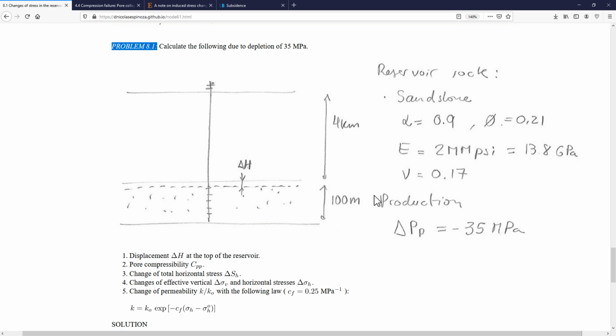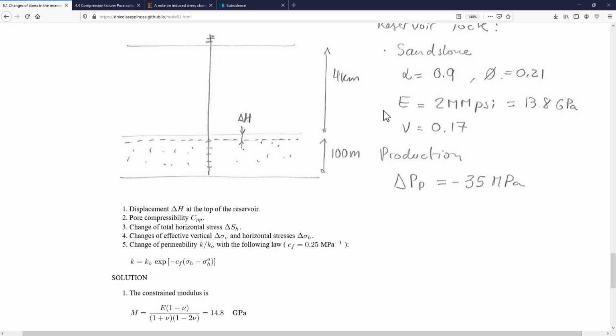All right, so in this problem, what I ask you to do is, with all these given parameters and this change of pore pressure, to calculate the settlement of the top of the reservoir, or the vertical displacement of the top of the reservoir. Also, with these properties, you can calculate the pore pressure compressibility. I encourage you to take a look at chapter number 3 in order to see this equation. It's also explained briefly above in this chapter.